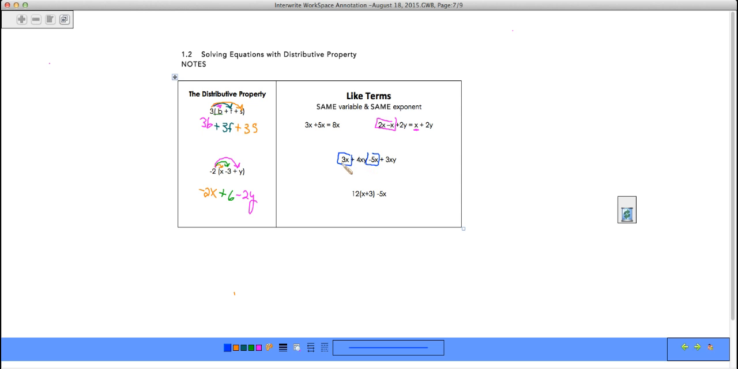So here I have 3x minus 5x, which is negative 2x. And then I have 4xy and 3xy. So 4xy plus 3xy gives me 7xy.